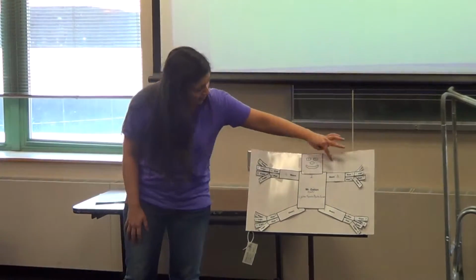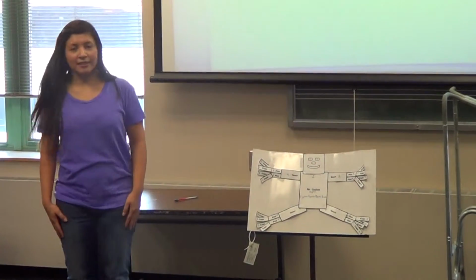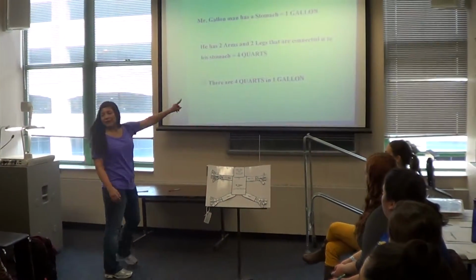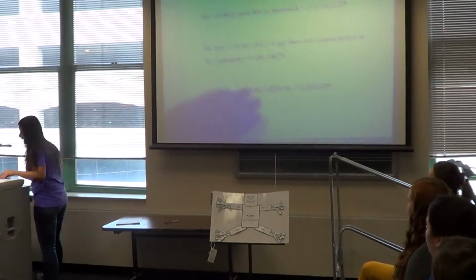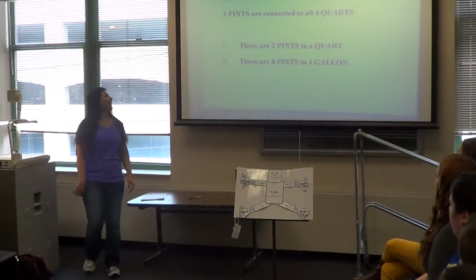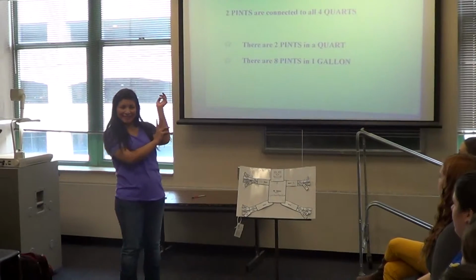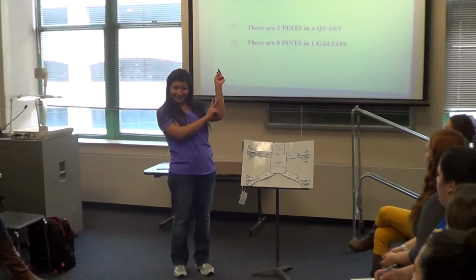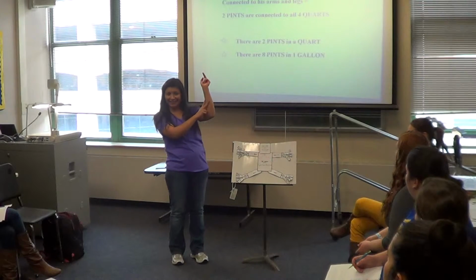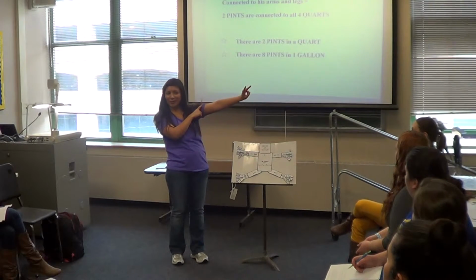And he has 4. 1, 2, 3, 4. Just like us. And they represent a quart. So there are 4 quarts and 1 gallon. And Mr. Gallon Man has 2 calf bones and 2 arm bones. And they represent pints. And they're attached to his arms. And there are 2 pints. So there are 2 pints in every quart.